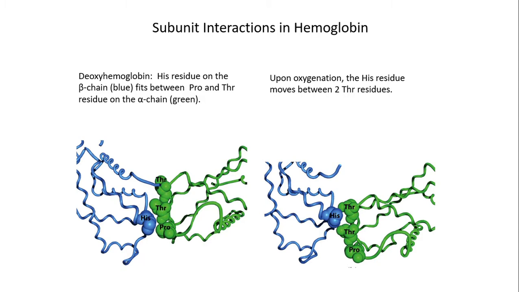I said the binding affinity for oxygen increases upon the binding of the first oxygen molecule. So after the first oxygen binds, the affinities for the subsequent bindings of the other 3 oxygens increase stepwise. So by the time that hemoglobin binds the fourth oxygen, its affinity for oxygen has increased 100-fold greater than it was when that first O2 molecule bound.